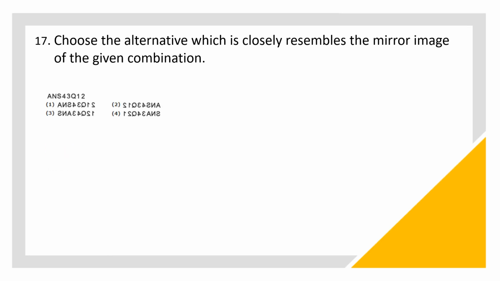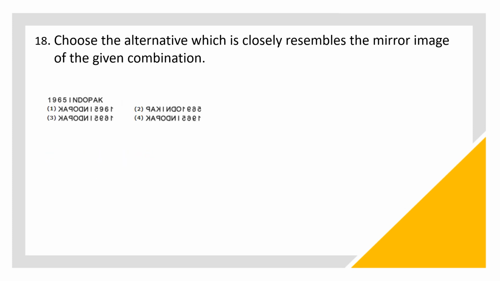Next, find out the mirror image of this word. So first 2 will come, but in option 1 and option 4, some different letters are there. Now check 2 and 3. The mirror image of 2 is 2, and in 3 also some other word. So this is also a wrong answer. So finally the answer is 2.